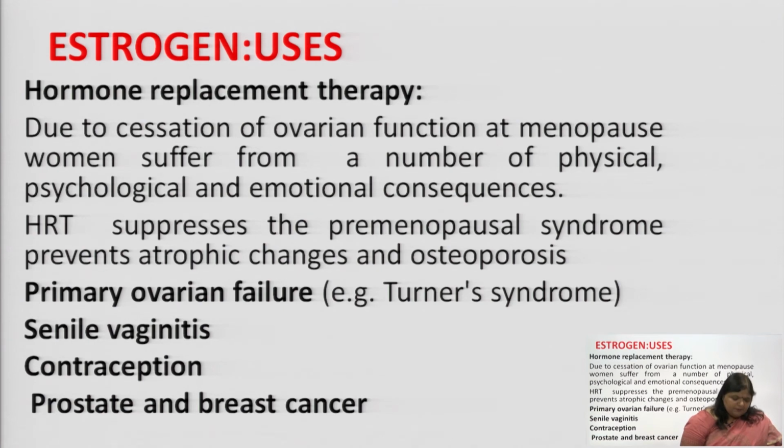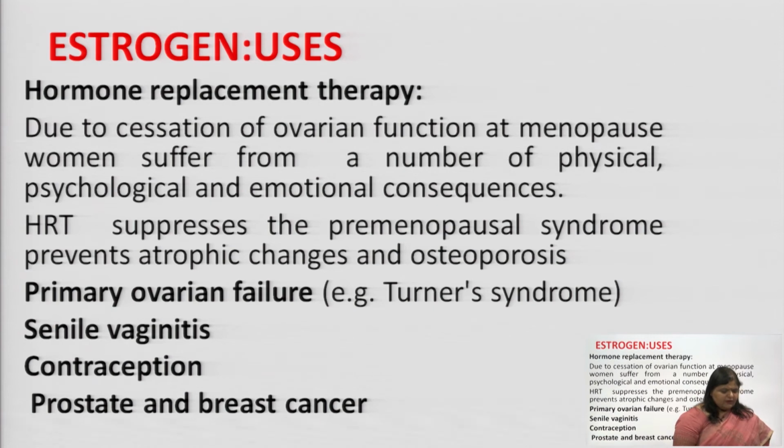all those menopausal syndromes like hot flashes, which occur due to vasodilation. They also prevent atrophic changes and osteoporosis. We saw in the pharmacological actions that estrogen is responsible for maintaining bone mass and the calcium balance. So when there is a decrease in the estrogen level, it may lead to osteoporosis. By giving estrogen as hormone replacement therapy, all these menopausal symptoms are suppressed.